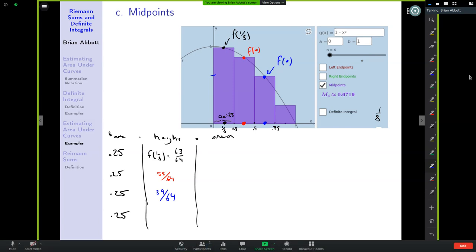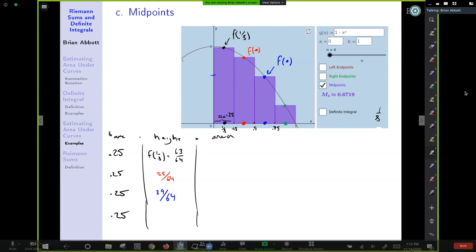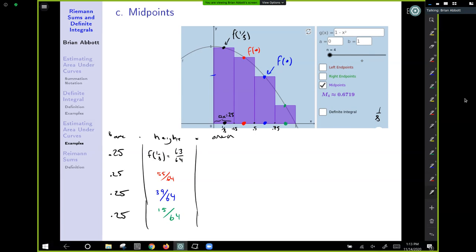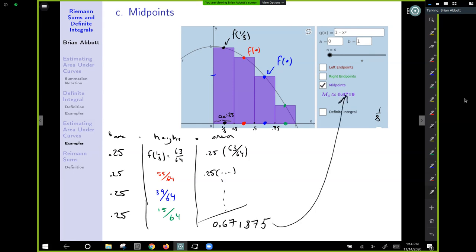And if I'm truly honest, my handwriting on these notes is clear, but these numbers are kind of faded. So this last fourth rectangle has 15/64. And then what you do is some math. For the area, you get 0.25 times 63/64. Do the same thing for each of these. But I don't need to write all that because by now, hopefully the game is beginning to be seen. And when you sum all these up, you get 0.671875, which sure enough matches their calculation.